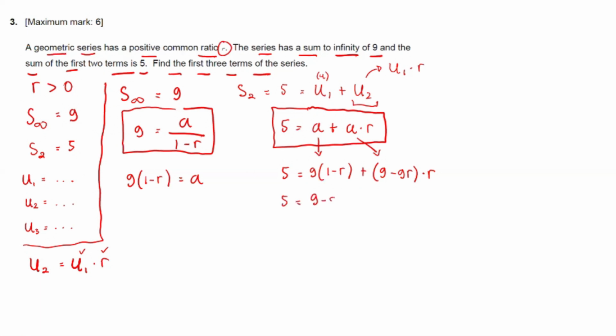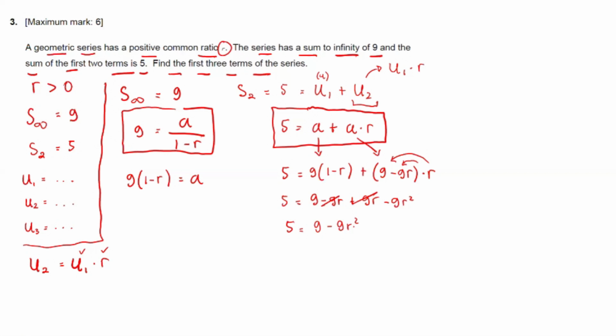So 9 minus 9R plus 9R. I'll multiply the R with everything on the inside, 9R, and then minus 9R squared right here. Okay, all right, so now what do we have? We can eliminate this one here. And then, let's see right here, 5 equals to 9 minus 9R squared.